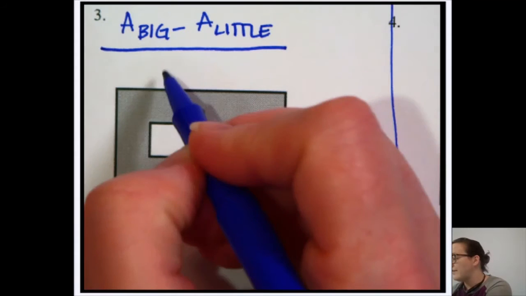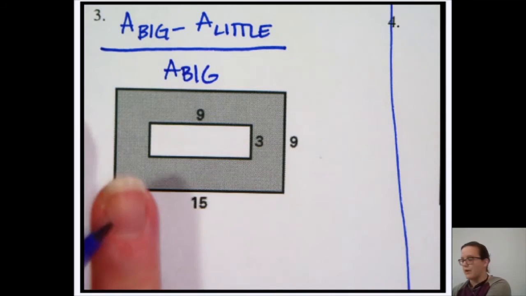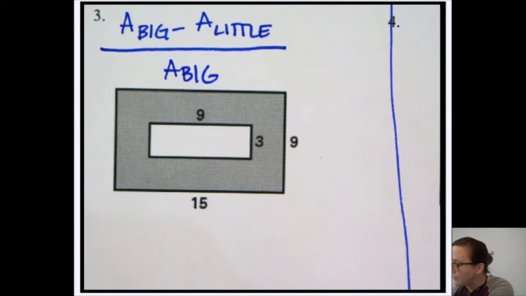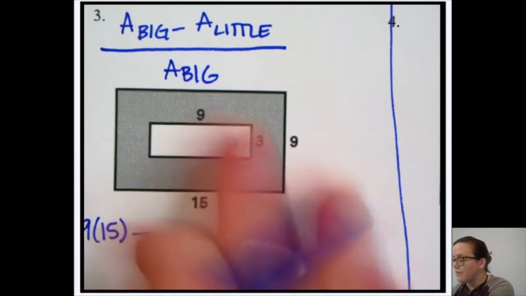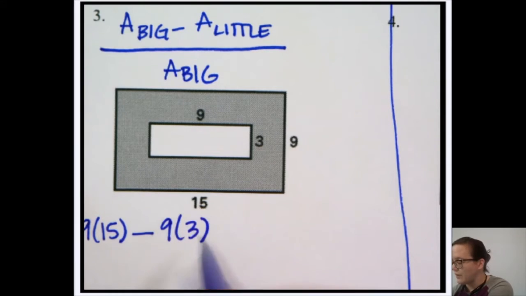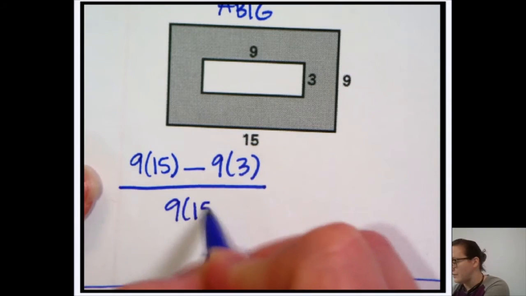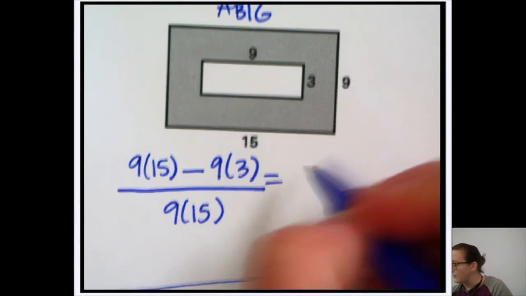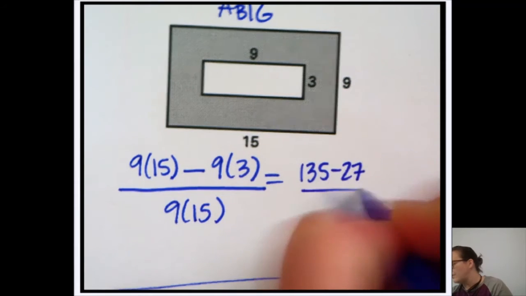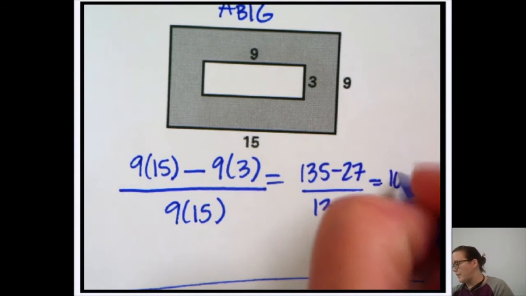Okay. And so that's the area of the big one in this case, right? That gray one that got covered up. Okay. So the area of the big is 9 times 15. Okay, minus the white that got on top of it, so 9 times 3, all over the 9 times 15. Okay, and so then we go ahead and simplify that. 9 times 15 is 135, I believe. Okay, so we have 135 minus 27 over 135, which is 108 over 135.